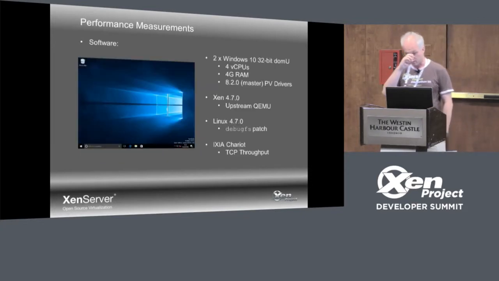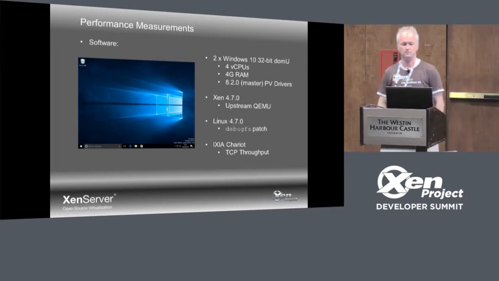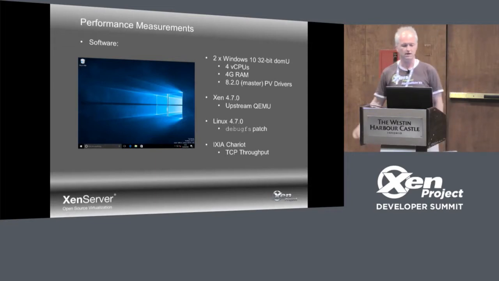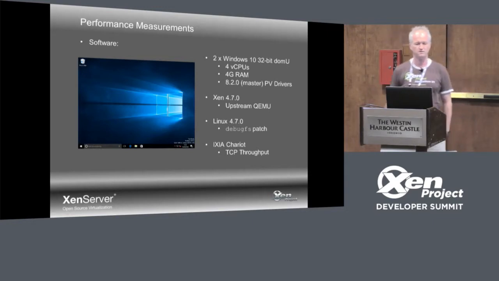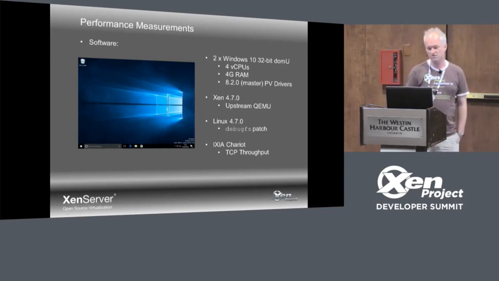Choice of software: I use Windows 10 Anniversary Edition, so the latest, greatest. 32 bits, just because I prefer 32-bit. 4 CPUs, 4 gigs of RAM, the latest PV drivers. I was using Xen. I just picked a stable version of Xen, so I just used 4.7.0 and the upstream QEMU that came along with that. Linux 4.7.0 again, but I added my Debug FS patch, but otherwise it was a straight 4.7.0 kernel. And the benchmark I used was Ixia Chariot, because it gives some nice graphs.